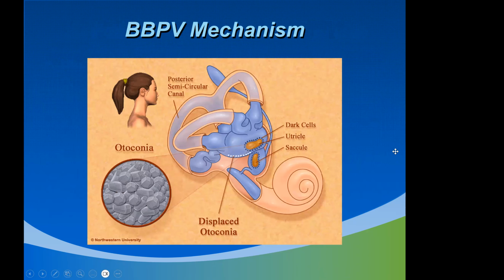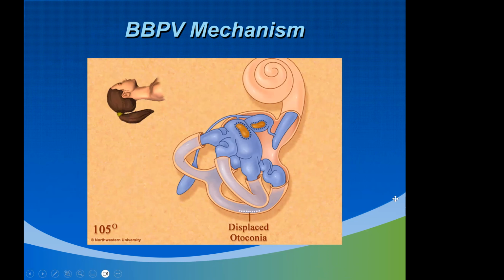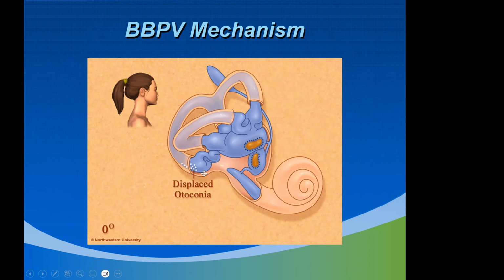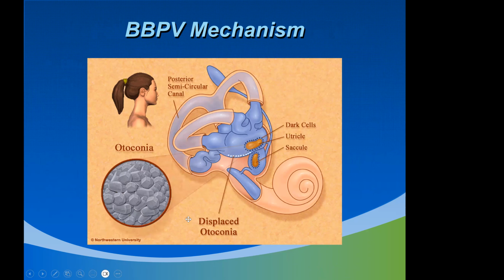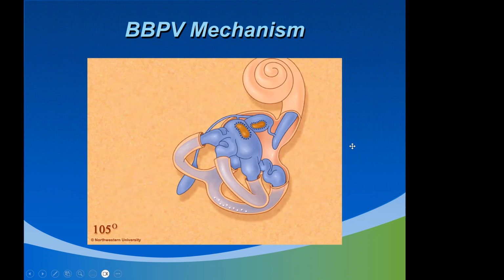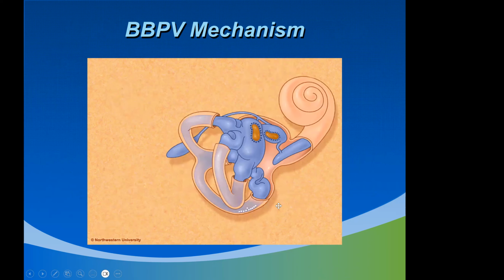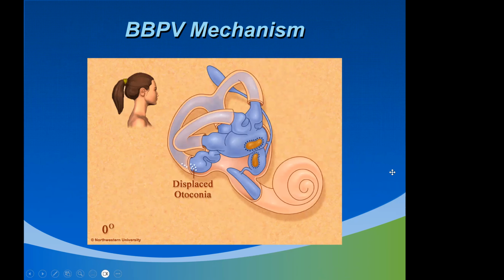In the BPPV mechanism, you see the saccule and the utricle here, and then the patient goes into a different position. The otoliths are displaced, these white ones are the otoliths. I'll show you that one more time. Otoliths are below here, and now the position changes. The otoliths enter the posterior canal, they're displaced, and they stimulate the hair cells there. So this is the otolith or otoconia movement.